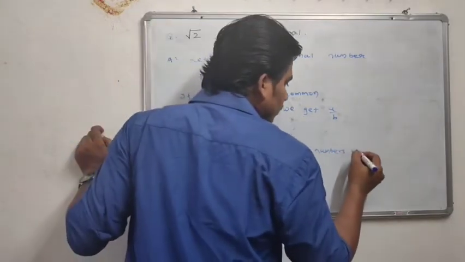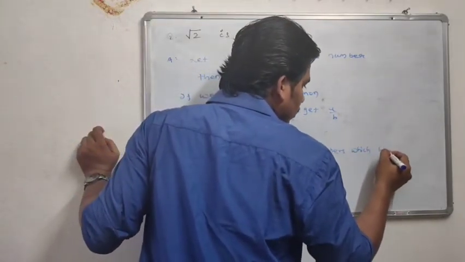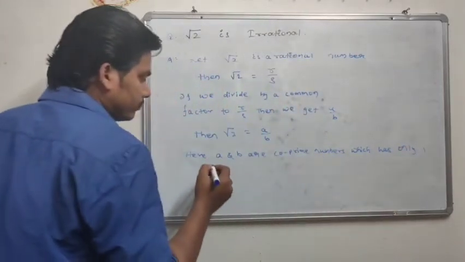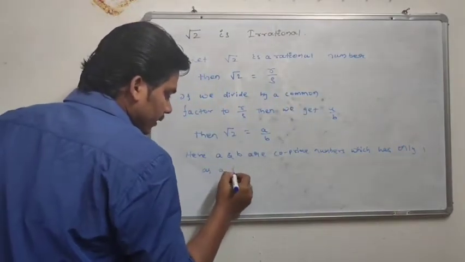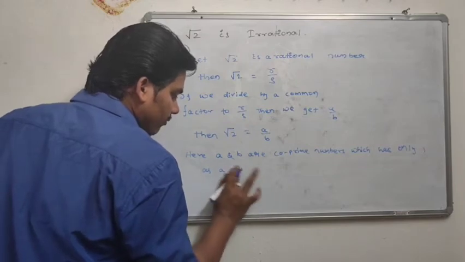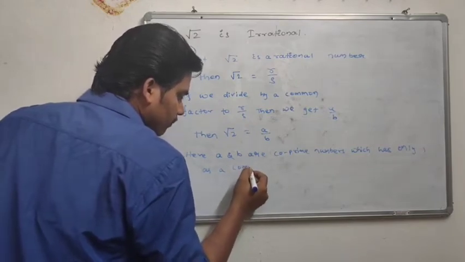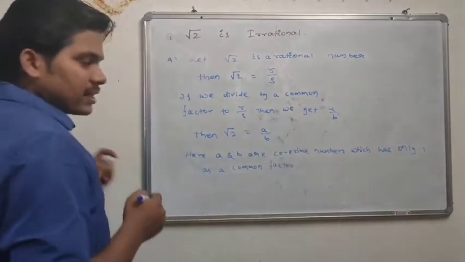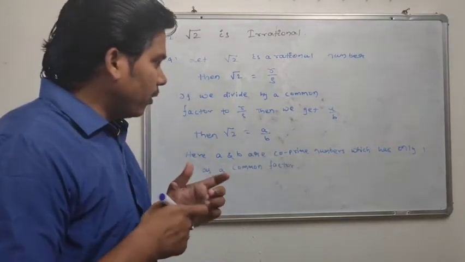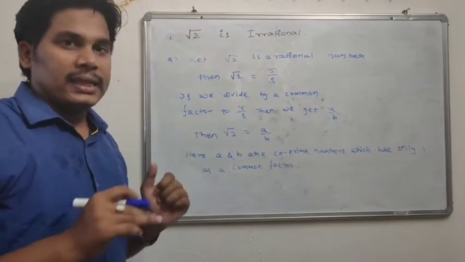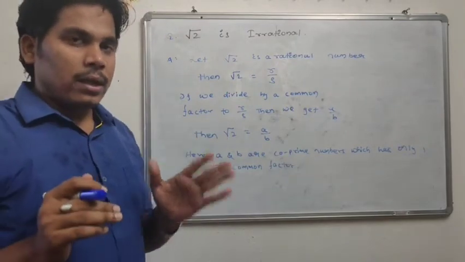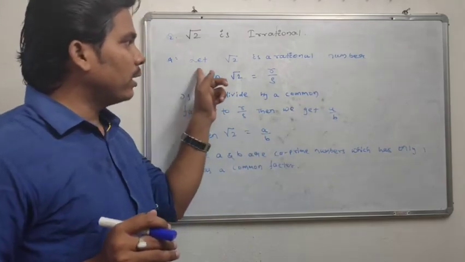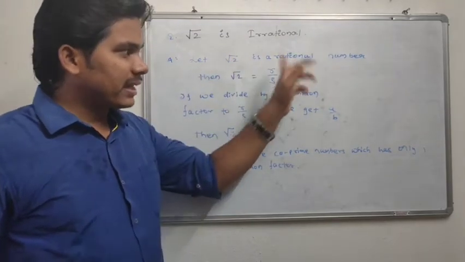Here a and b are co-prime numbers, which have only 1 as a common factor. Understand? Are you getting my point? What I said is, the statement given is that root 2 is irrational, but I used the contradiction method in which I took root 2 as a rational number.